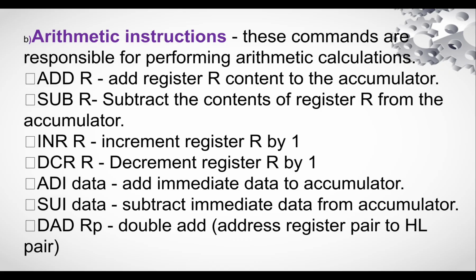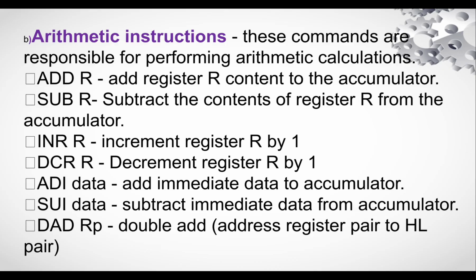Then you have DCR R, it means you decrement the register R by 1. Then we have ADI caps data. It means you add immediately data to the accumulator. SUI data, it means you subtract immediately data from the accumulator.